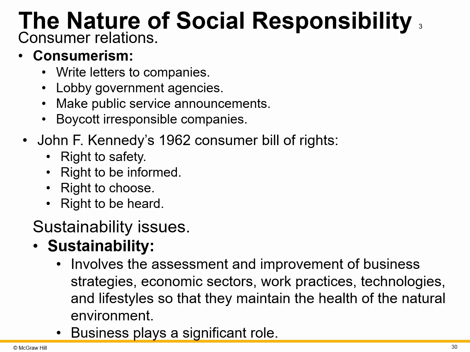Now let's talk about sustainability. Sustainability involves the assessment and improvement of business strategies, economic sectors, work pace, technology, and lifestyles, so that they are going to maintain the health of the natural environment. And so this is what is always referred to as going green.